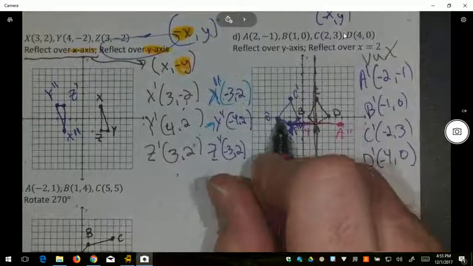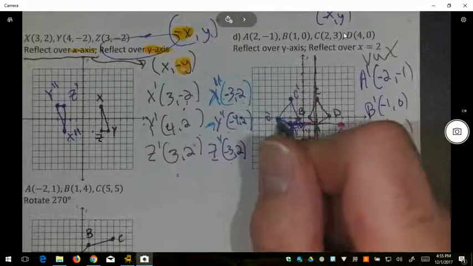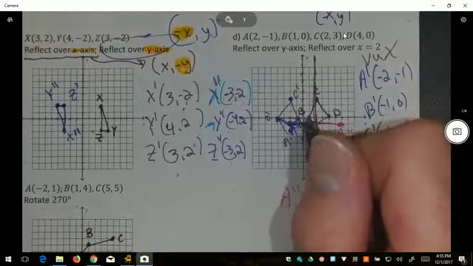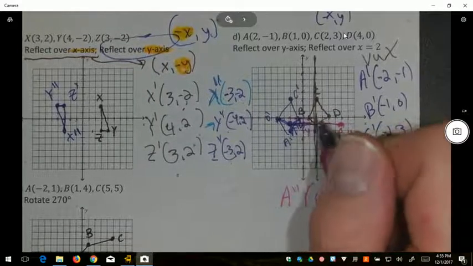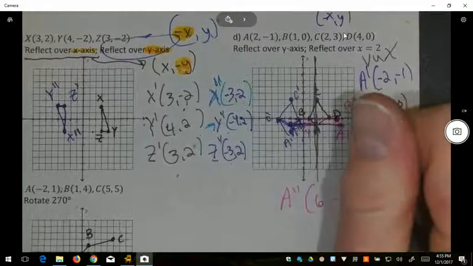B prime goes to B double prime. It is 1, 2, 3. Oh wait, no, this was B double prime. So it's 1, 2, 3 away. Right there is B double prime.